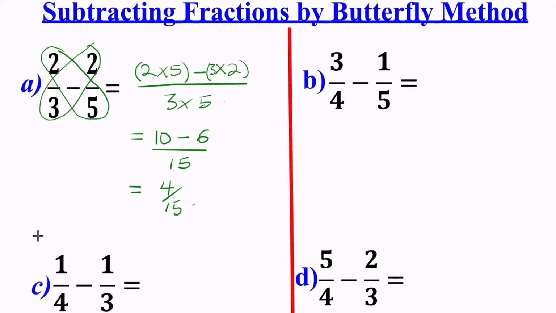And what does it mean? It means that the answer to our expression, which is 2 divided by 3 minus 2 divided by 5, simply equals 4 divided by 15. So this becomes our correct answer for part A.